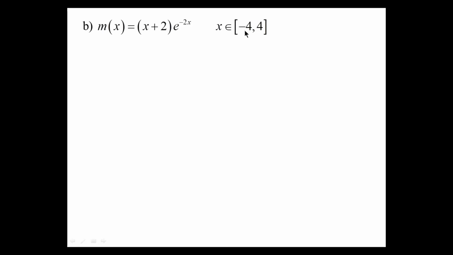X is in the interval from -4 to 4. That's what this is saying. And the square brackets just means that -4 is included in the interval. So we'll take our function and we'll do the same thing.